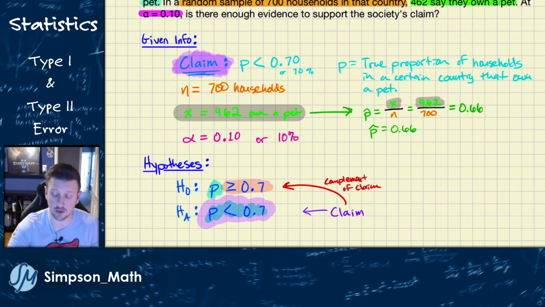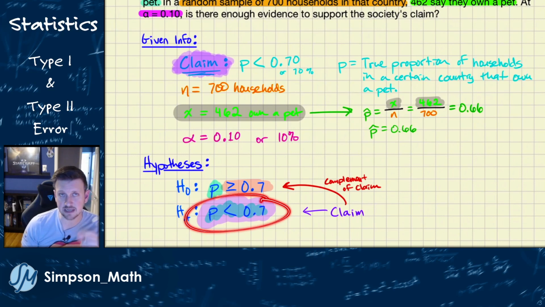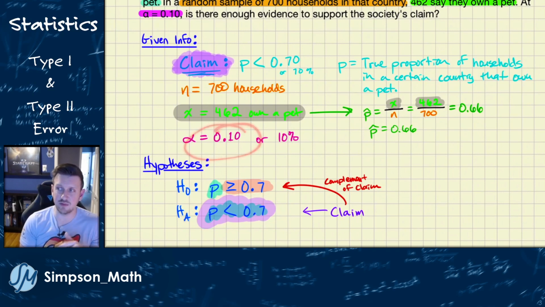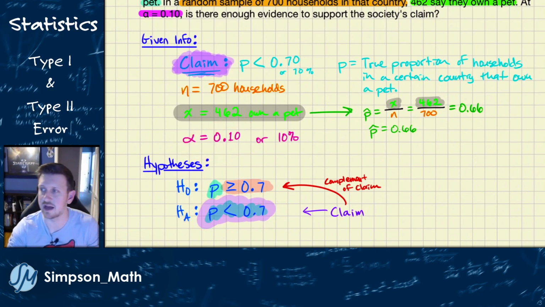One note here, since this is a one-tail test, a left-tail test, we can actually get away with less evidence, and it's a little bit easier because we're not having to double our p-value. And on top of that, the alpha is 10%. It's not requiring a lot of evidence.